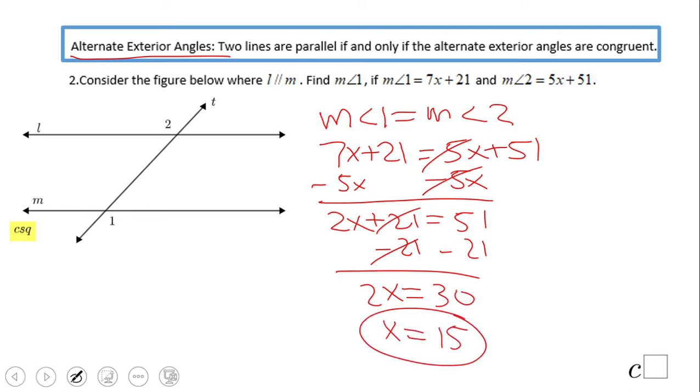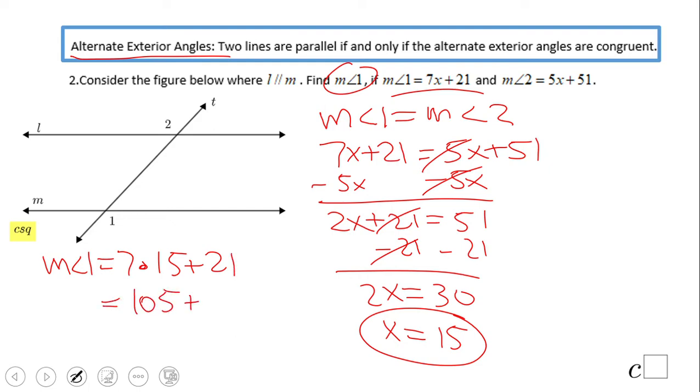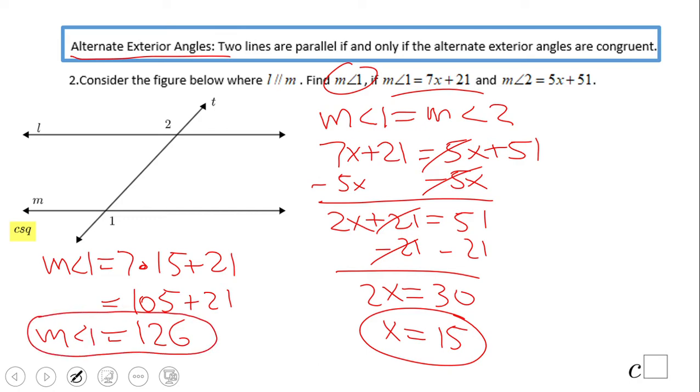He's asking you to find the measure of angle 1, so take the 15, substitute into the measure of angle 1, which is 7 times 15 plus 21. That gives you 105 plus 21 equals 126 degrees. So if angle 1 is 126 degrees, that means angle 2 is the same, which is 126 degrees.